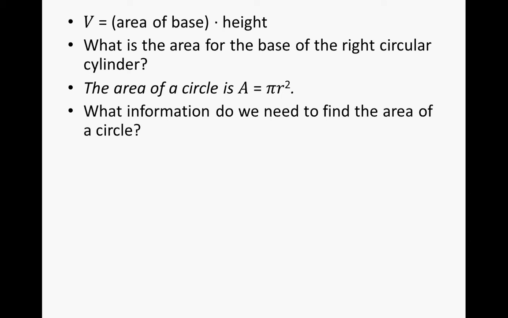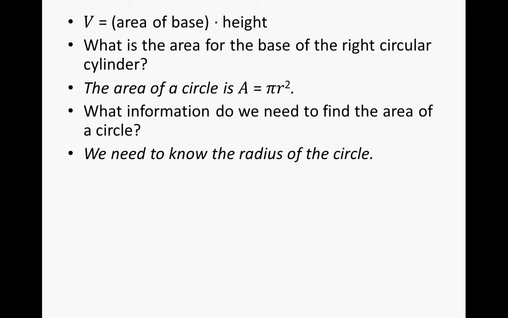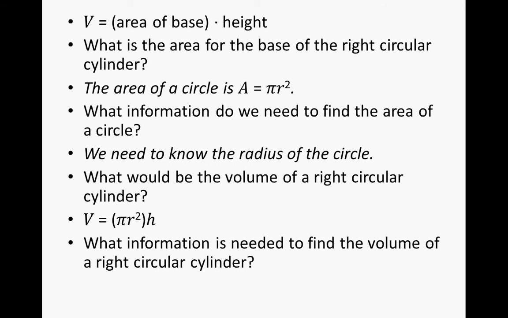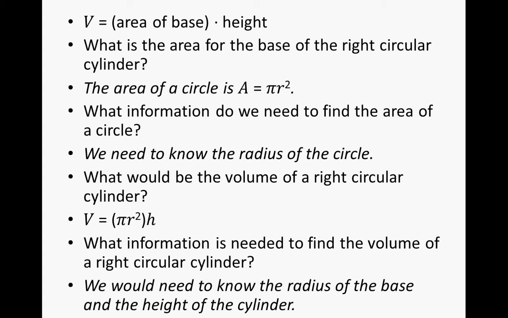What information do we need to find the area of a circle? Well, we need to know the radius of the circle. What would be the volume of a right circular cylinder then? Well, the volume is equal to the base, which is pi r squared, times the height. So what information is needed to find the volume of a right circular cylinder? Well, we need to know the radius of the base and the height of the cylinder.